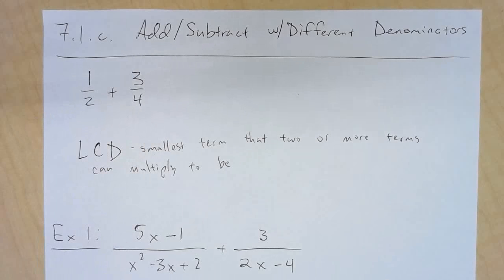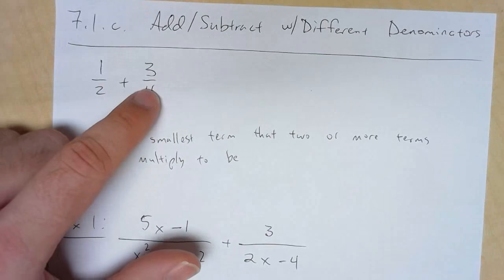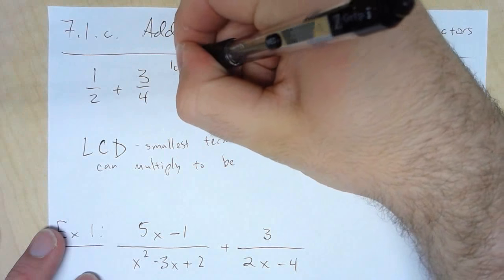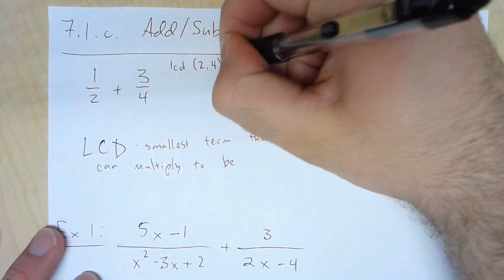Well, that's 4. 4 times 1 is 4. 2 times 2 is 4. So we don't have to multiply the second thing by anything. It's already 4. But we know the LCD, the least common denominator, of 2 and 4 equals 4.